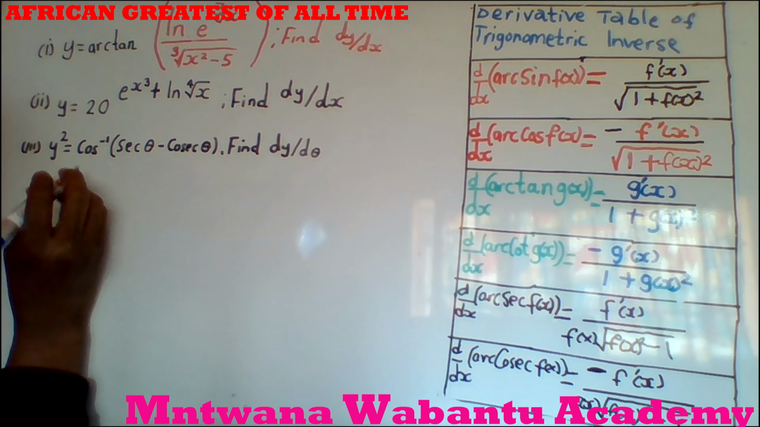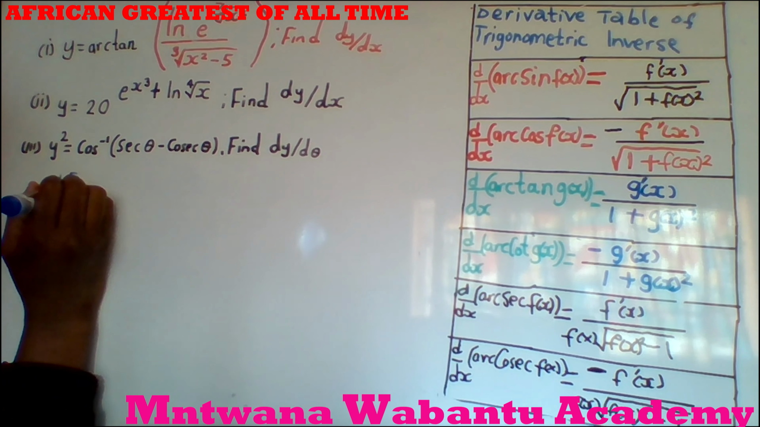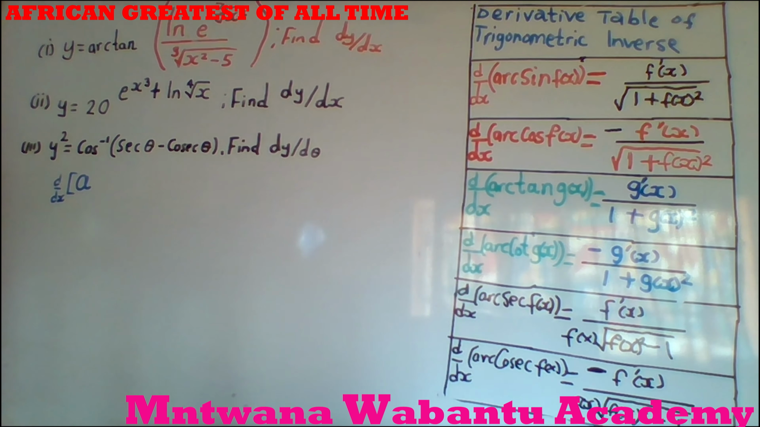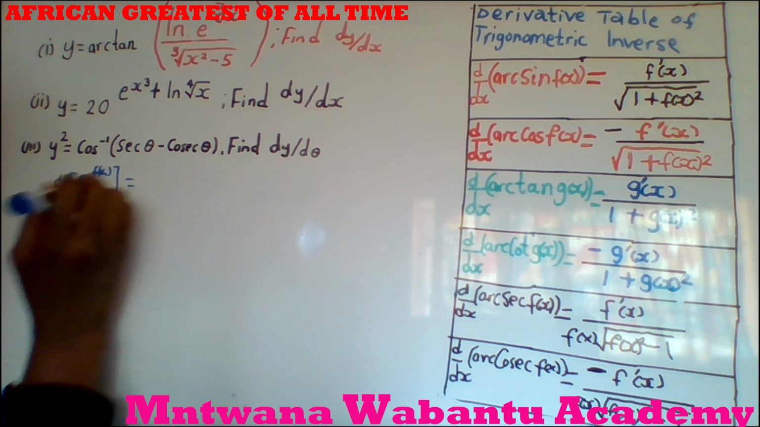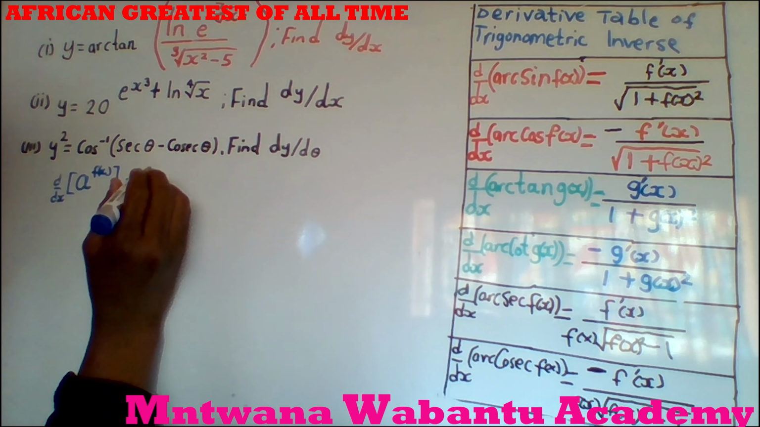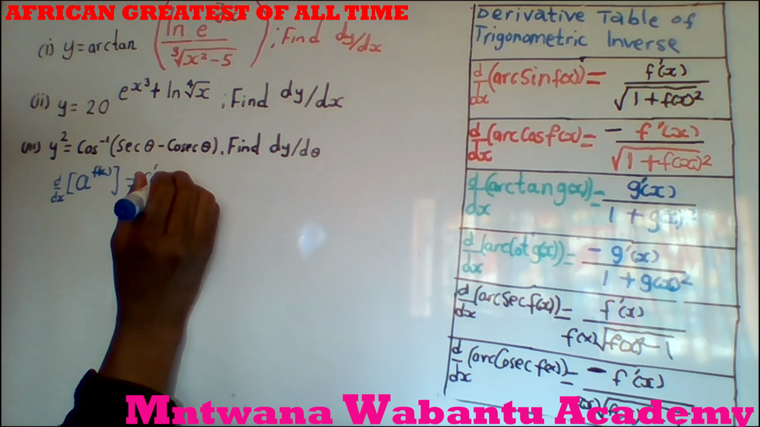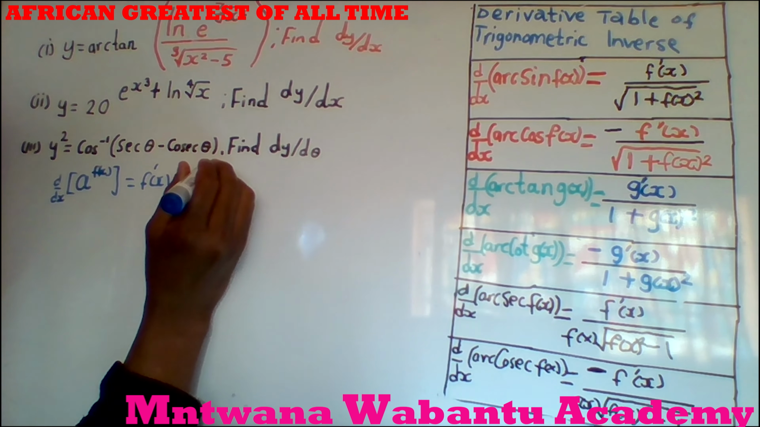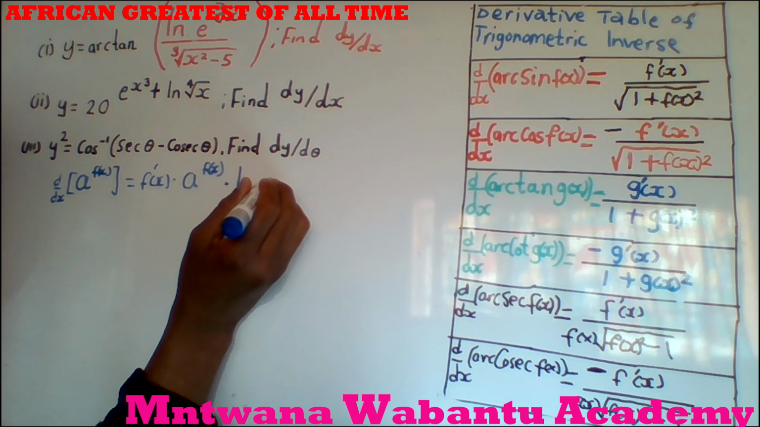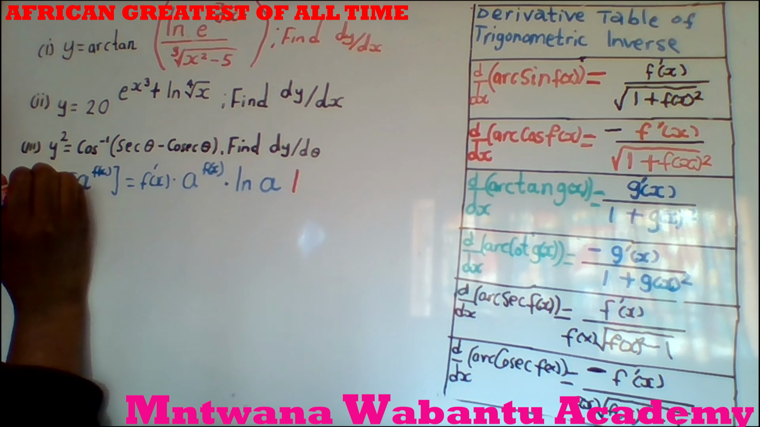If somebody gives you a derivative, I'm going to write here d/dx of a to the power f(x), where a could be any number. Your derivative is the function right to the back, meaning write exactly what you're given there, a to the power f(x), and then multiply by ln of a. Very, very important. You memorize this rule here.